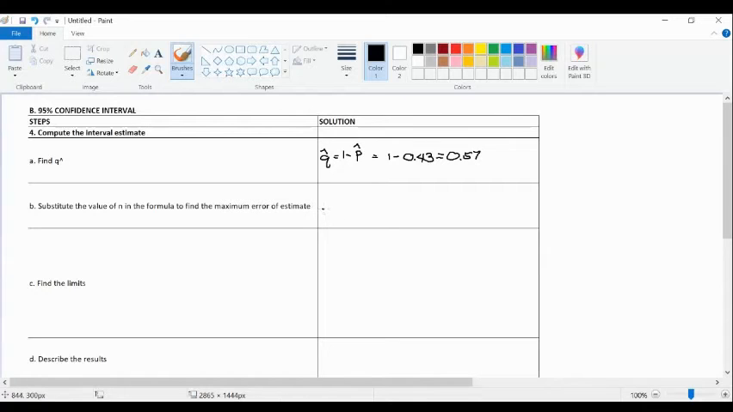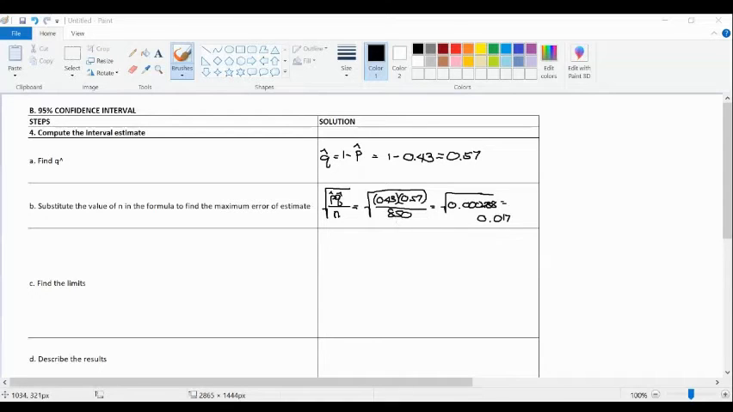Next, we're going to substitute the value of n in the formula to find the maximum error of estimate. The formula is the square root of p hat multiplied by q hat over the sample size n. If we substitute this, the value of our p hat is 0.43, and for the q hat, 0.57, divided by 850. Therefore, it will give us the square root of 0.000288. If we take the square root of this number, the answer would be 0.0167 and so on. So we round this off to three decimal places.